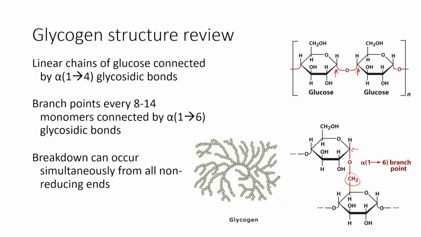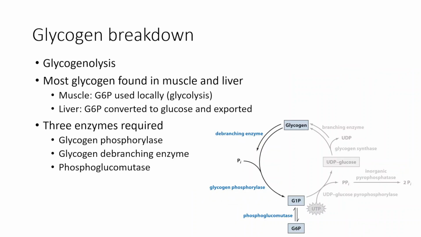So breakdown of glycogen can occur simultaneously from all of the non-reducing ends. Essentially, almost all the ends of glycogen are non-reducing ends. They have an anomeric carbon, which has the ability to be reduced. There's only one reducing end in glycogen, and that's the one in the center of the molecule that doesn't have an end available. So let's talk a little bit more about glycogen breakdown.